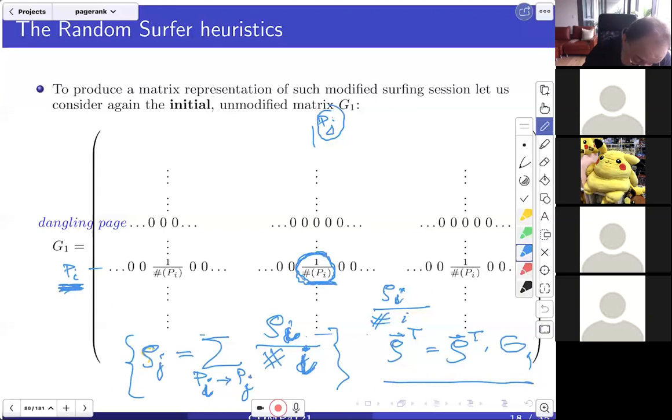So these entries simply reflect the probability that if you are at page pi, you jump to page pj, because the probability is precisely 1 over the number of outgoing links. So this matrix has a probabilistic interpretation. And of course, this also fits well, because if you are at a dangling page, the probability to jump to any other page is 0. So now we first fix the problem of dangling web pages. How?